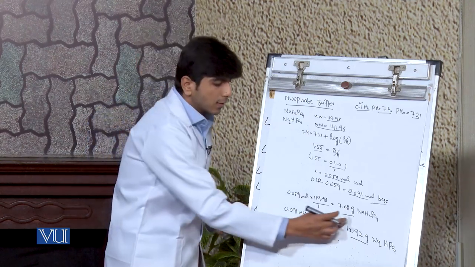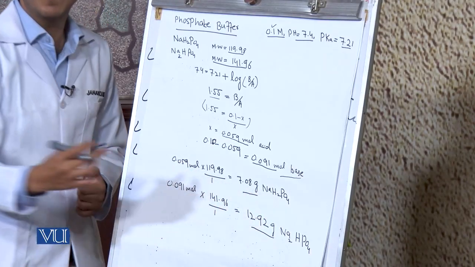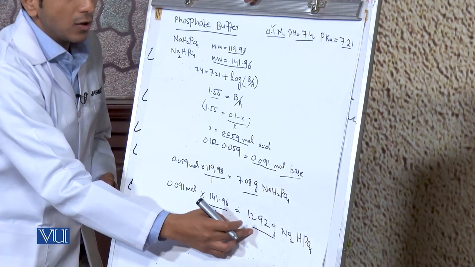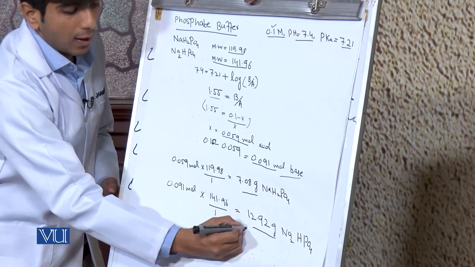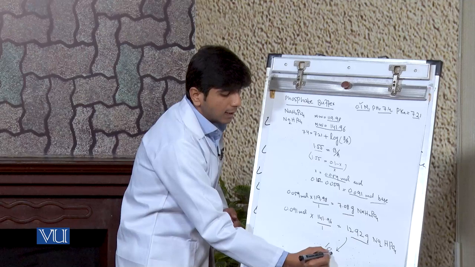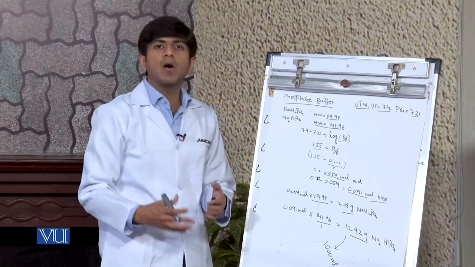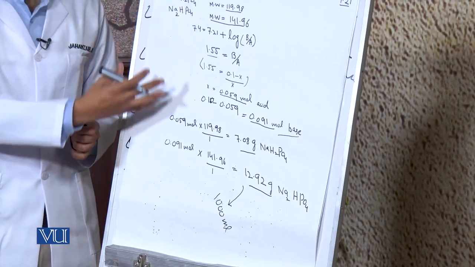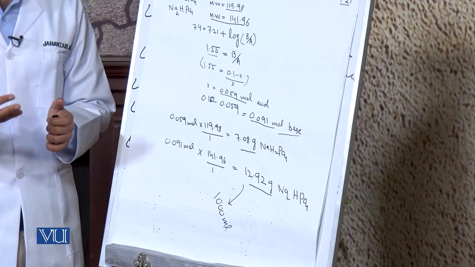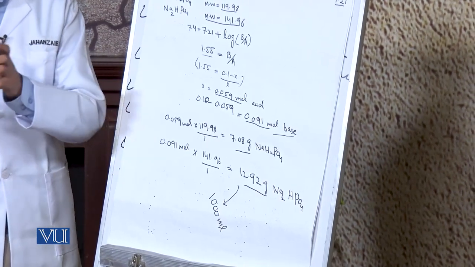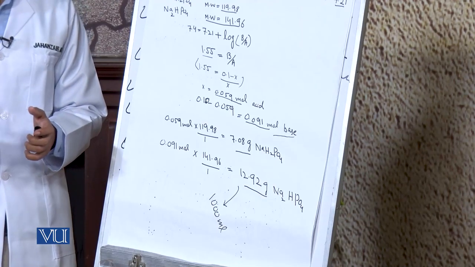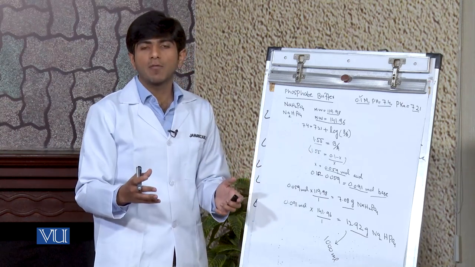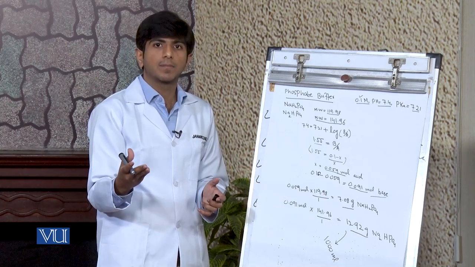Once we know the mass to be weighed, we can just measure and weigh this quantity of acid and base and dissolve it in 1000 ml of distilled water to make the buffer. So this was pre-calculation, or you can say this was the calculation before making the buffer in the lab. You have to do the calculation for all types of buffers that you are going to make.